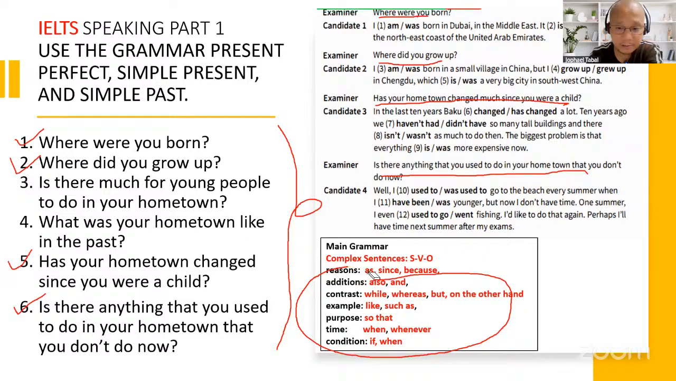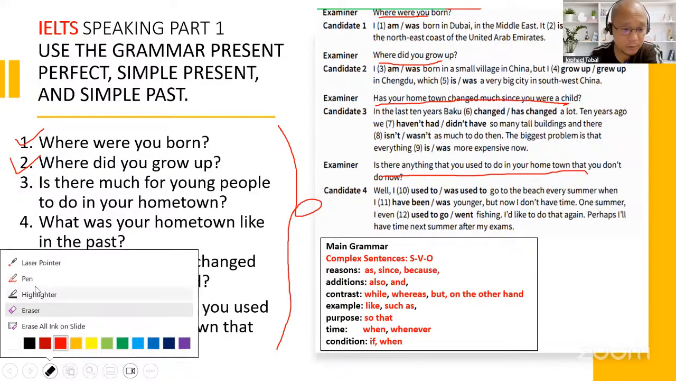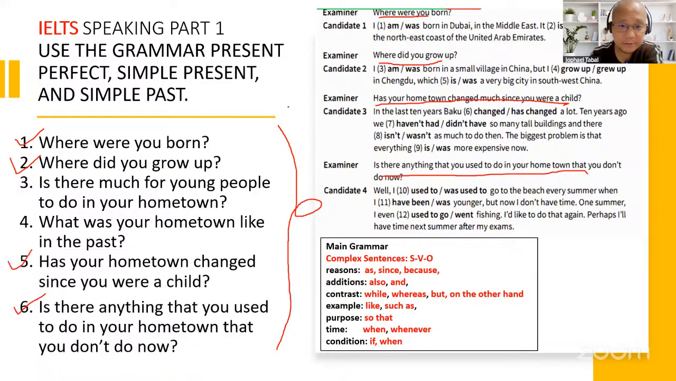So let's prepare. I'll give you enough time to prepare for this exercise. So you will have 3 to 5 minutes, okay, to prepare. So please make sure to use correct tenses, okay? So we have present perfect when you talk about changes, simple present and simple past, okay?